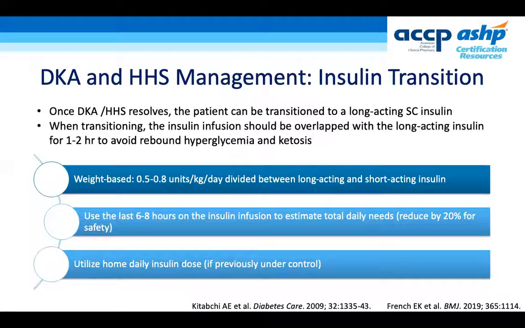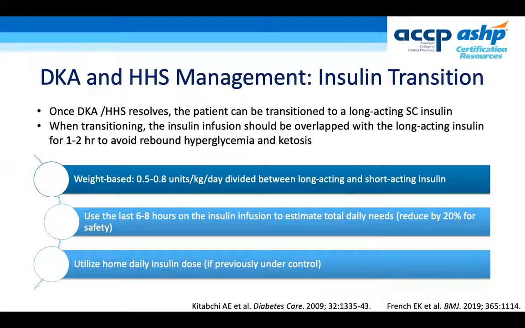Now, once DKA and HHS are resolved, the patient can be transitioned to a long-acting subcutaneous insulin. When transitioning, the insulin infusion should be overlapped with the long-acting insulin for about 1 to 2 hours to avoid any rebound hyperglycemia and ketosis if they were in DKA.